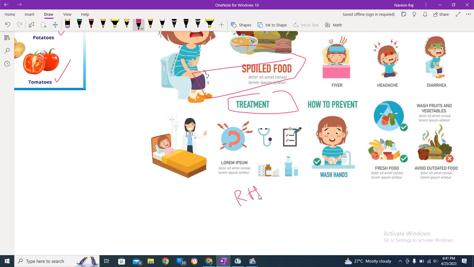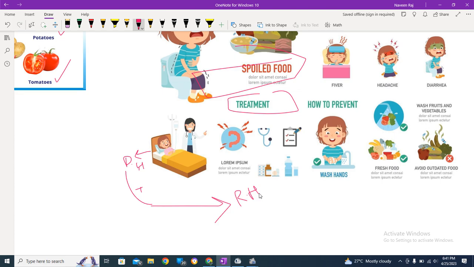Now what happens in food poisoning? There is a loss of water, so there's dehydration. So dehydration is caused by food poisoning. While in treatment, what we do is give the opposite process and do rehydration. This is important to note.